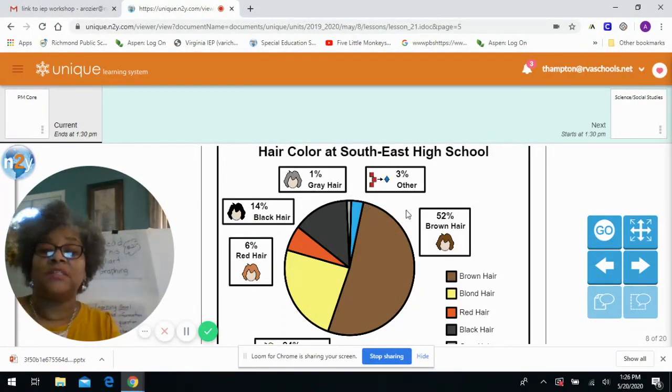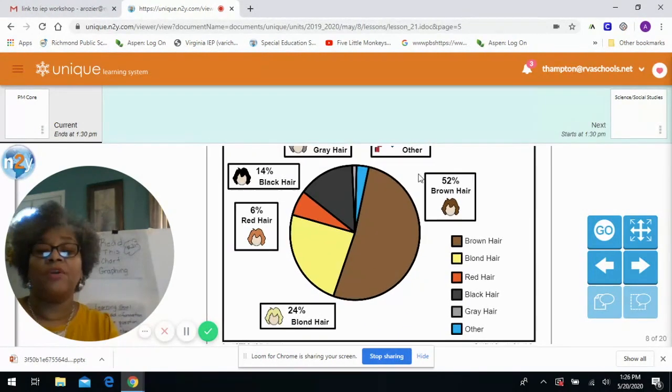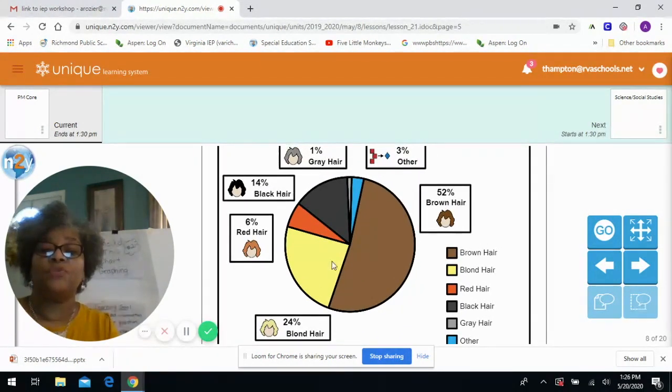So then look at it. It says 52%. Now 52%, that's half, because if you know 50 is half of 100, and it looks almost half. Then you have blonde hair is 24%. Now remember, when you cut a circle in quarters, this is almost a quarter. So that's 24%. So if you didn't have these numbers, if you knew the percentages and how to divide a circle into quarters and halves, you can pretty much estimate that it's about 24% and 52%.